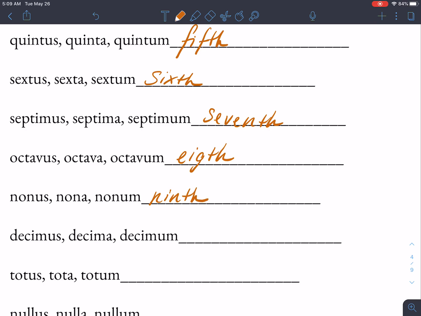Alright, next. Decimus, decima, decimum. Again, decimus, decima, decimum. Means 10th.